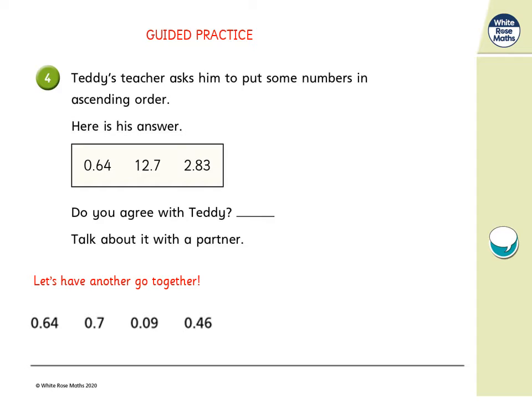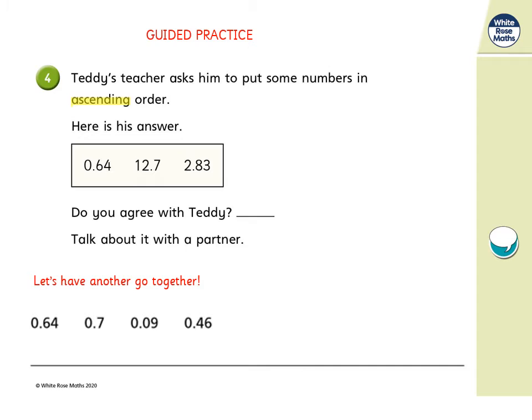Here we're going to do some guided practice before then you go and have a go at completing your independent practice. So number 4, Teddy's teacher asked him to put some numbers in ascending order. Now let's first of all look at that word ascending.